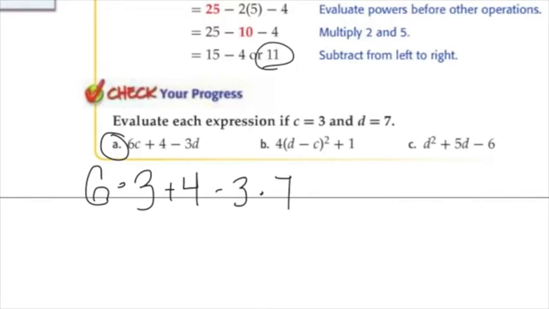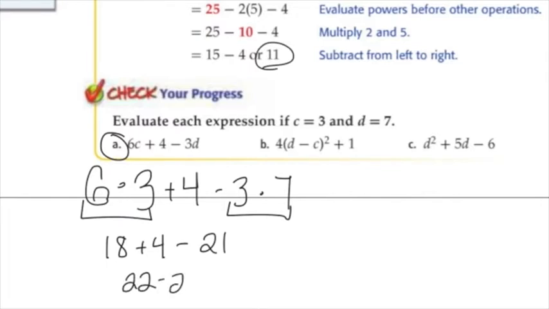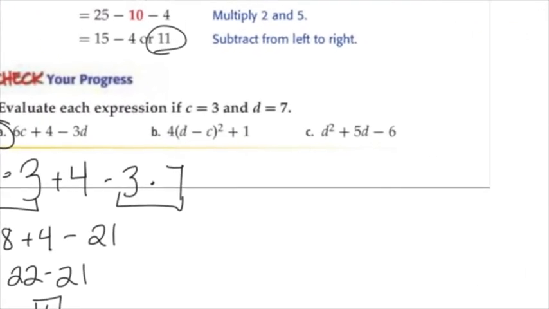So looking at this, remembering PEMDAS, I know I have to do multiplication first. We got 6 times 3 is 18, plus 4, minus 3 times 7, which is 21. So I know it does not matter which order I do addition and subtraction, so we're going to go 18 plus 4, which is 22, minus 21, which gives us our answer of 1. Awesome.